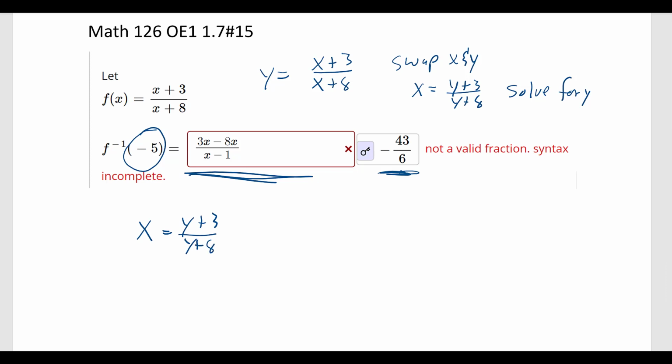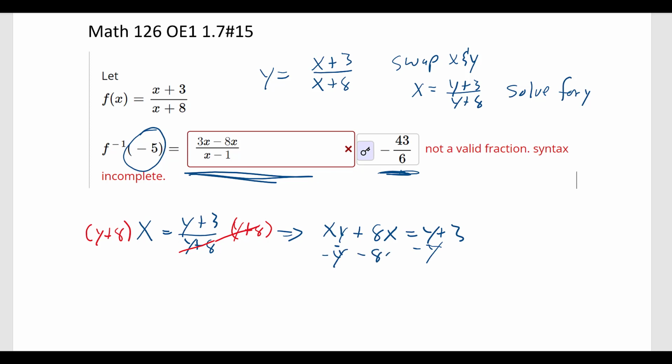And we will multiply both sides by y plus 8 to clear out that fraction. And we end up with xy plus 8x equals y plus 3. And remember, we're trying to solve for y here. So I'm going to bring the y's to one side. Everything with the y term goes to the left side, and if it doesn't have a y term, it goes to the right side. So xy minus y equals 3 minus 8x.